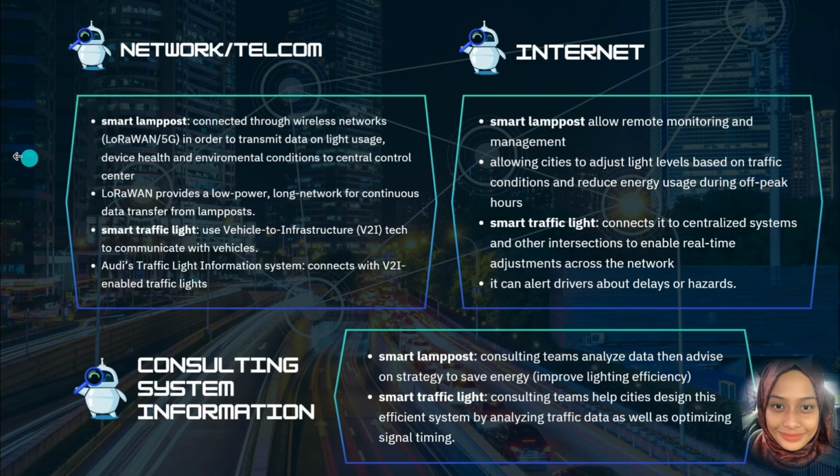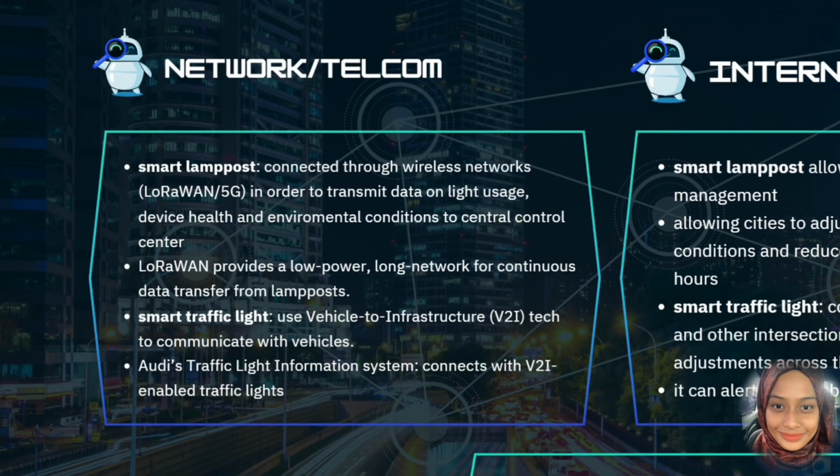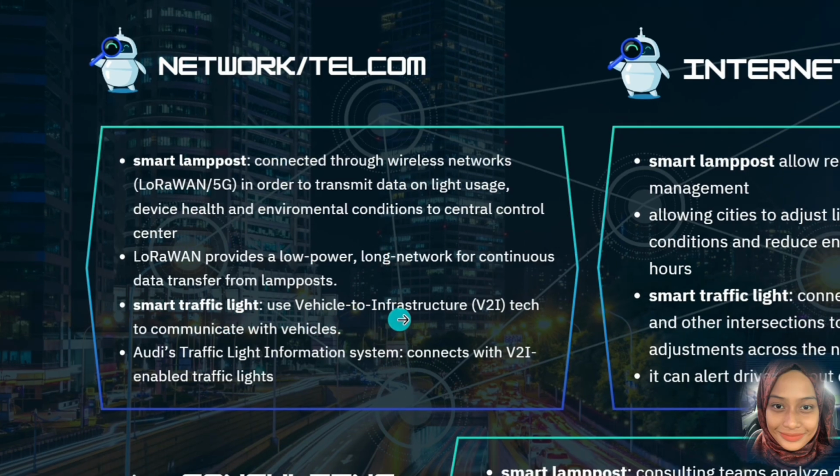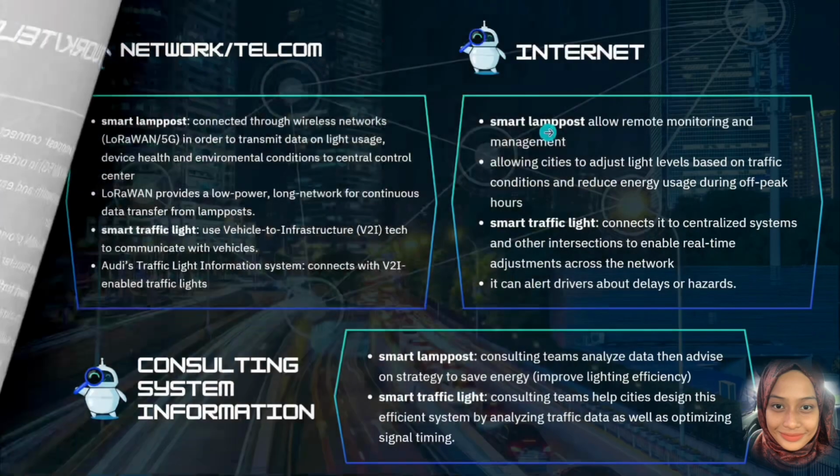Next is network telecom. Smart lampposts are connected through wireless networks, LoRaWAN and 5G, in order to transmit data on light usage, device health, and environmental conditions to the central control center. For smart traffic light, it uses vehicle to infrastructure (V2I) technology to communicate with vehicles. For example, Audi's traffic light information system that connects with V2I. Next is internet.